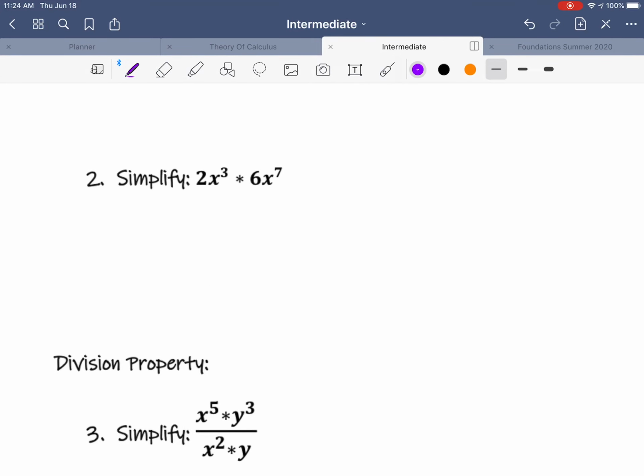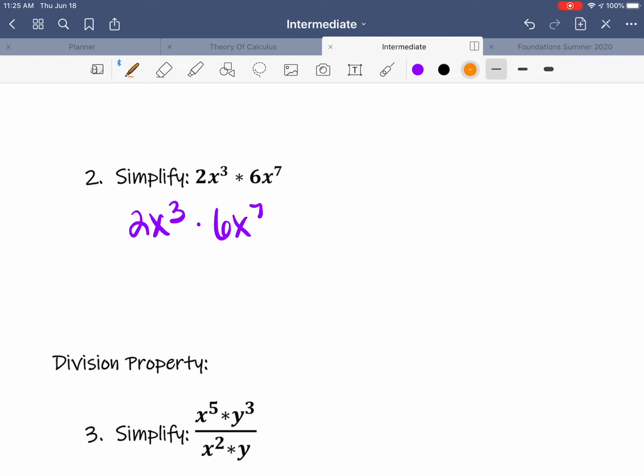Let's do another example like that just to show you. We have 2x to the 3rd times 6x to the 7th. The bases are the same, so we can simplify this. And then we have coefficients. So what we're going to do is multiply these coefficients. I'm going to use my commutative property, and the exponential terms.